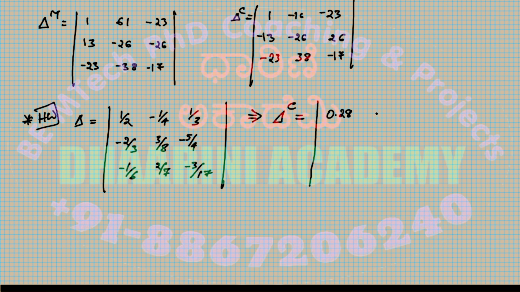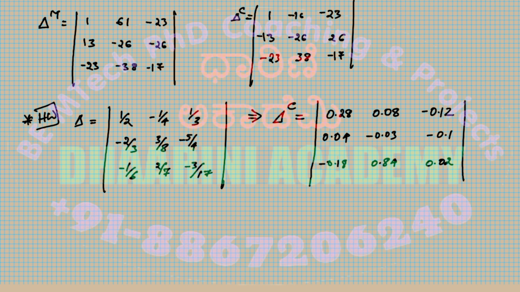0.28, 0.08, minus 0.12, 0.04, minus 0.03, minus 0.1, minus 0.18, 0.84 and 0.02. Okay, that's the delta C, the cofactor determinant.